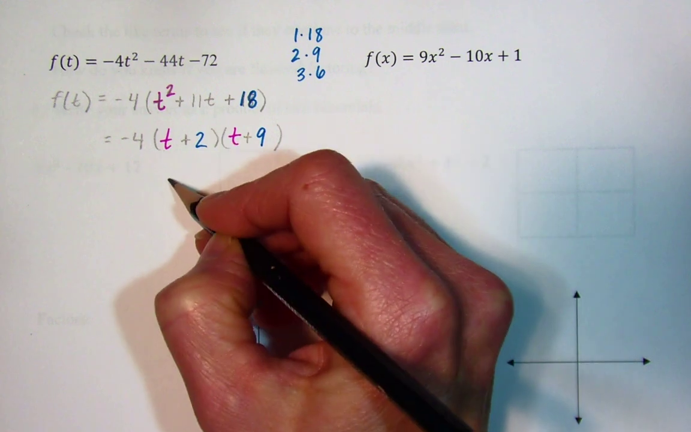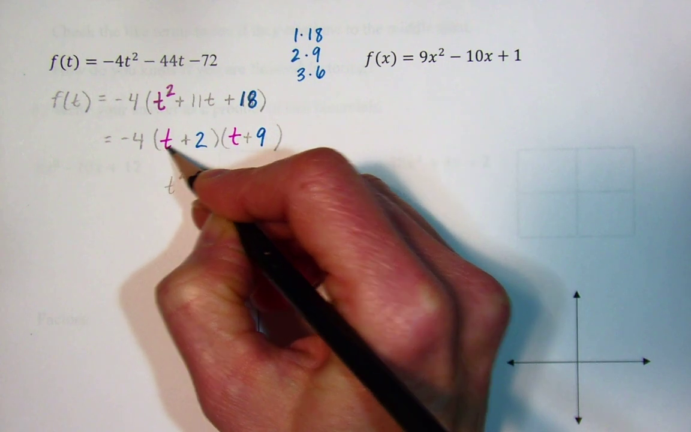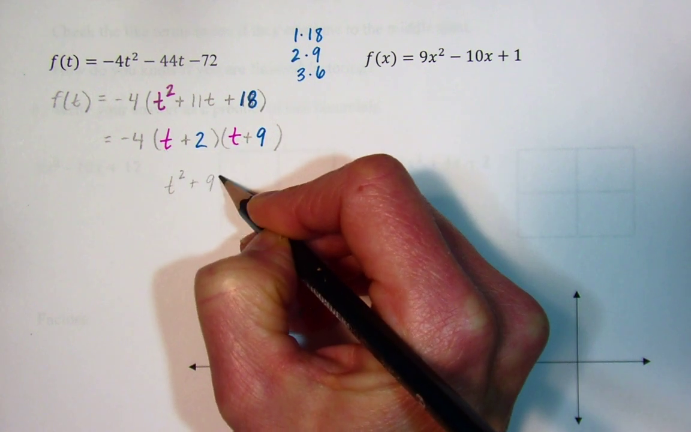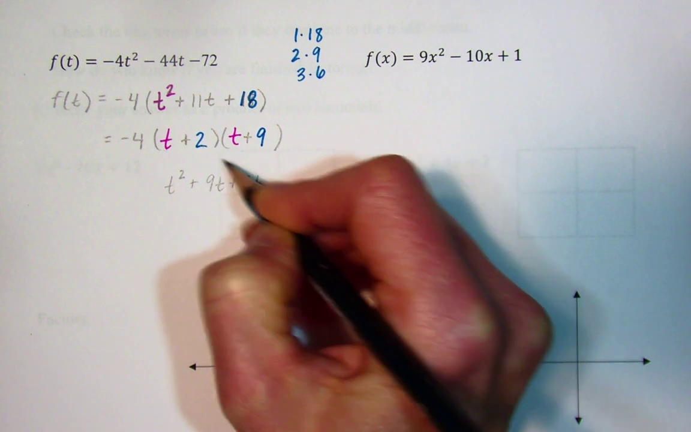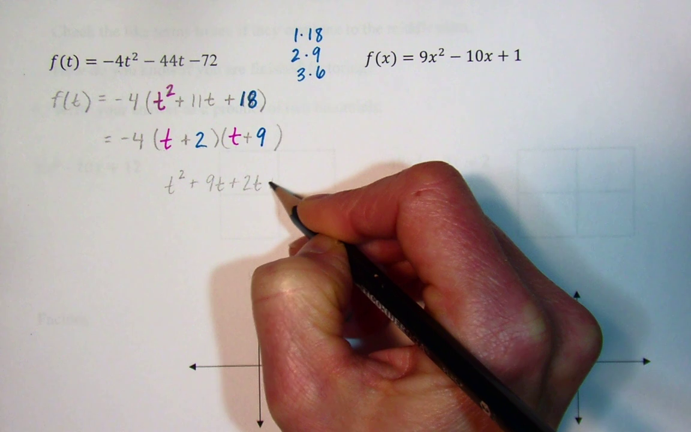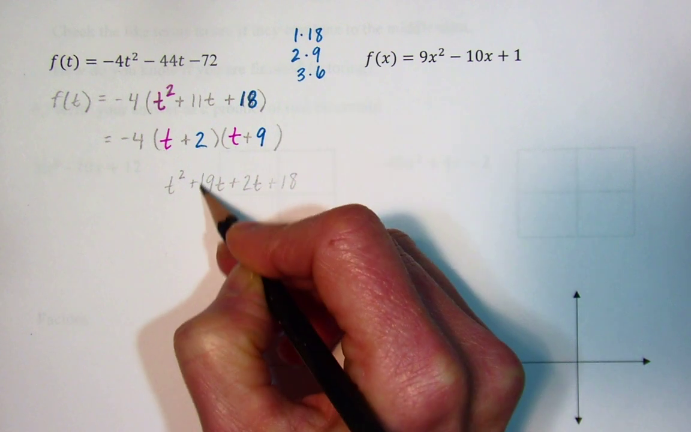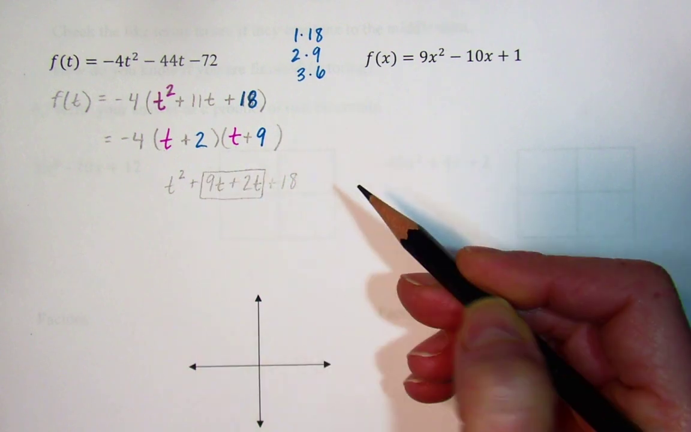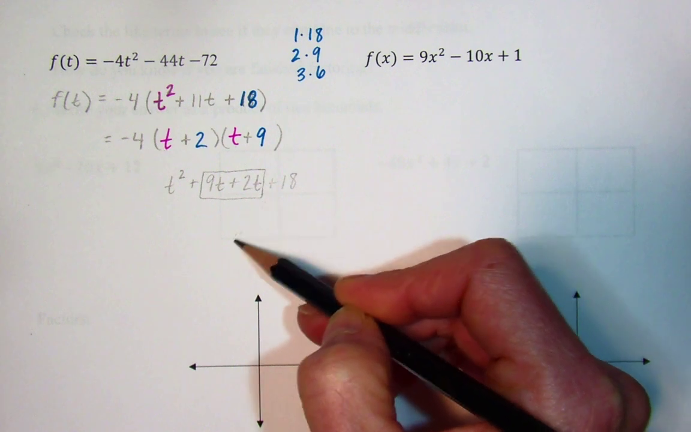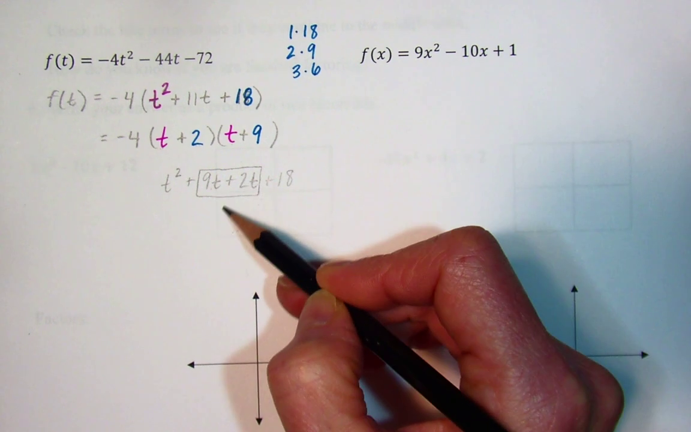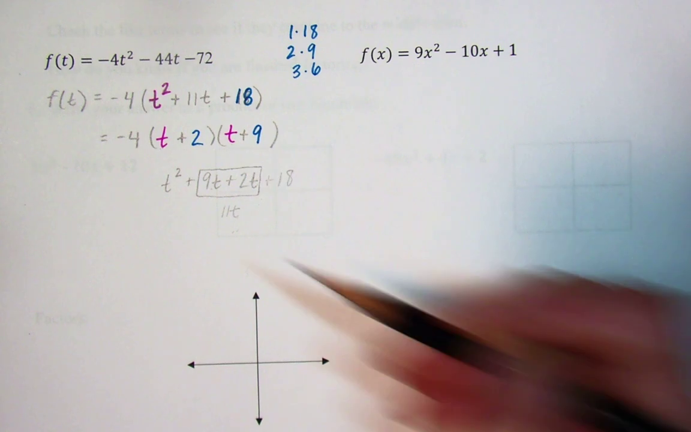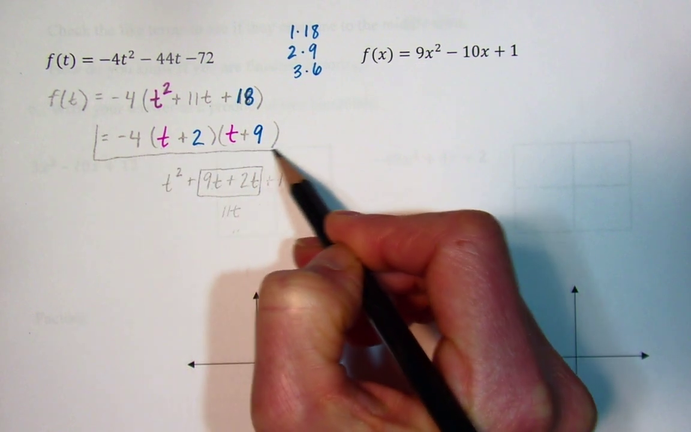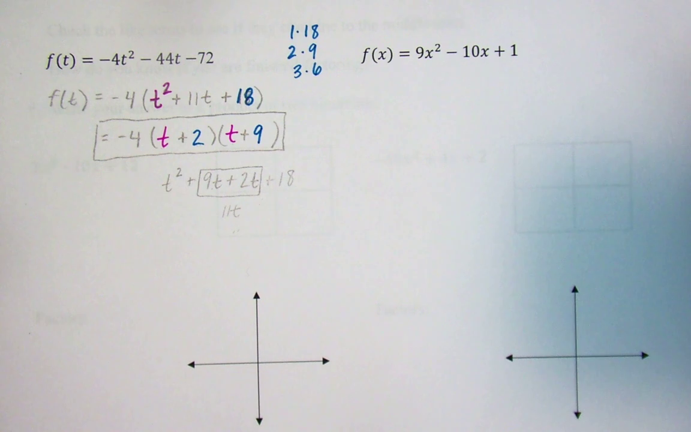T times t is t squared. T times 9 is 9t. 2 times t is 2t. And 2 times 9 is 18. When I look at my like terms, that would have been in those spots here and here in the area model. 9t plus 2t is 11t. Is that the middle term that I wanted? Yes. So I know that this is the factorization of this that's correct.